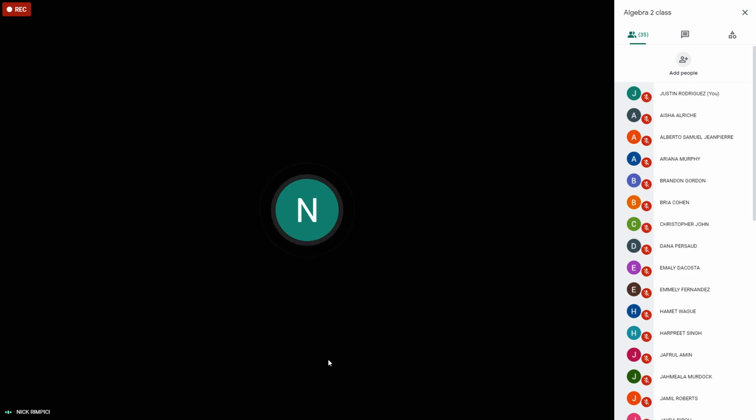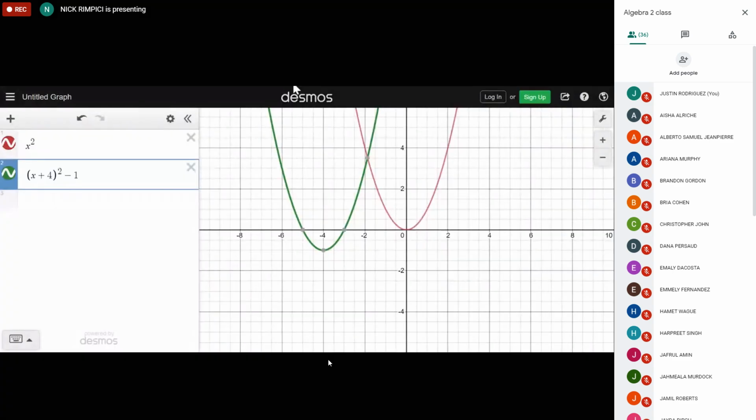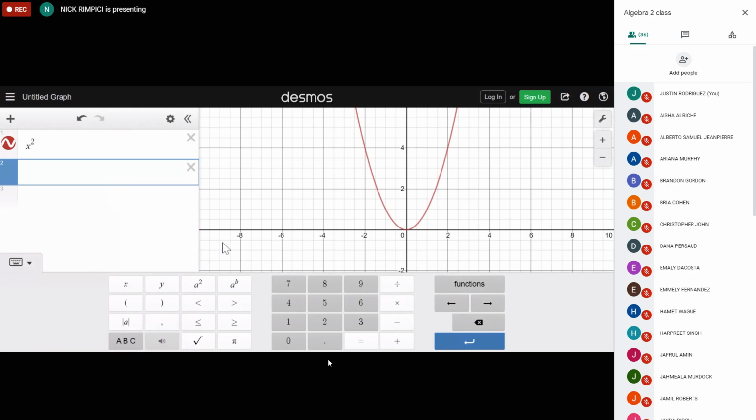Let's deal with this claim. Okay, it's loading up. Okay, so Desmos should be visible to everybody now. And my claim is I want to check out x minus 3 squared. And her claim is accurate.